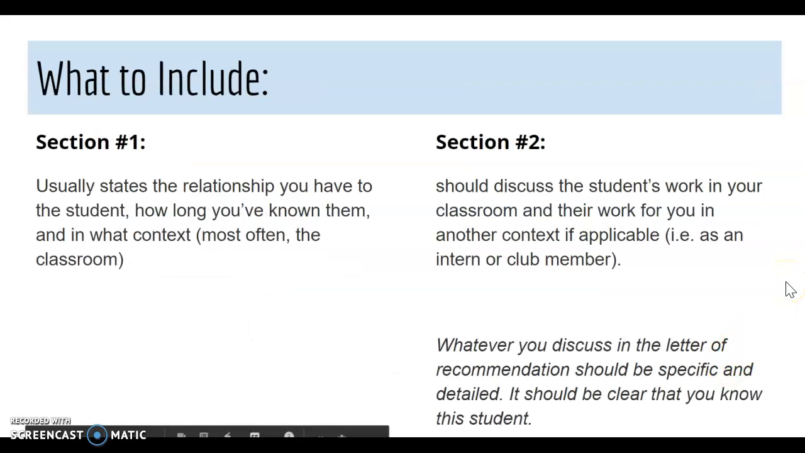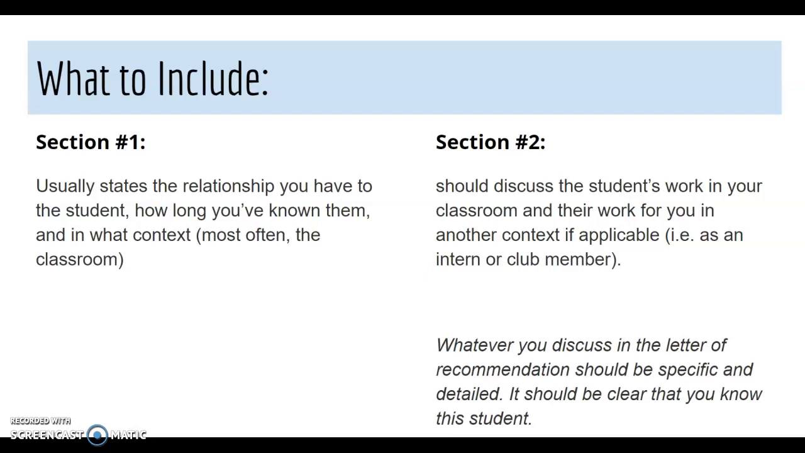So just some ideas of what to include and the format that you should use. In the first section, or you can think about it as the first paragraph, this is where you're going to establish the relationship that you have with the student. So talk about how you know that student, and that is definitely as that student's classroom teacher, but it also might be through other methods as well. Maybe you lead a club that they're involved in. Maybe you're also that student's advisor, etc. So fine to say all of that in the opening.